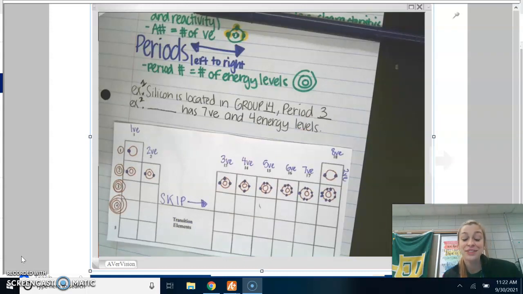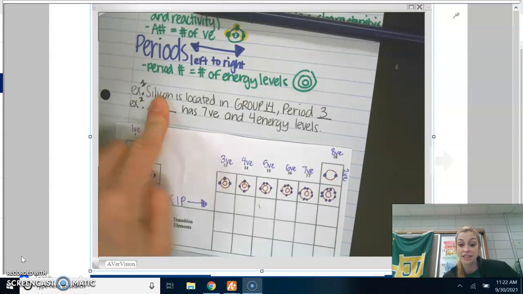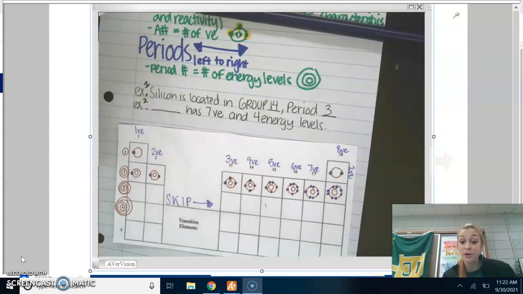Okay, so you need to be able to locate elements given either of these two things: given their group number and their period number, or given valence electrons and energy levels. Think of it like coordinates. You're going to group and period and finding where they line up.